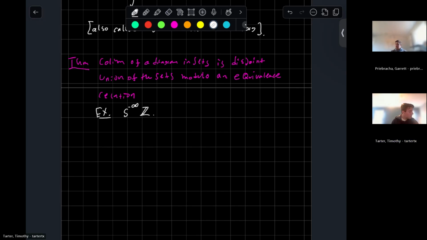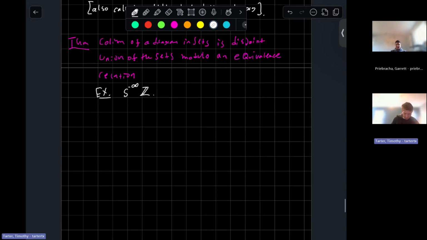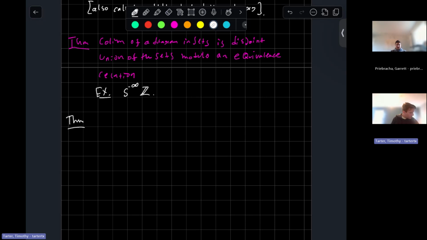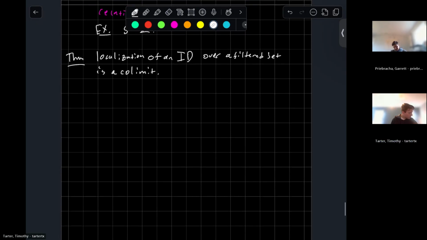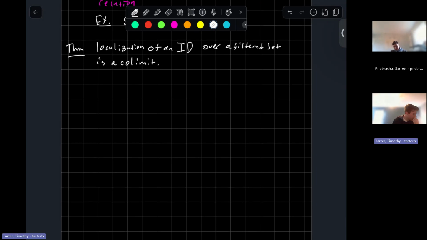This applies to the idea of categories. Theorem: localization of an integral domain over a filtered set is a colimit. And I think those are the only two I want to assign.